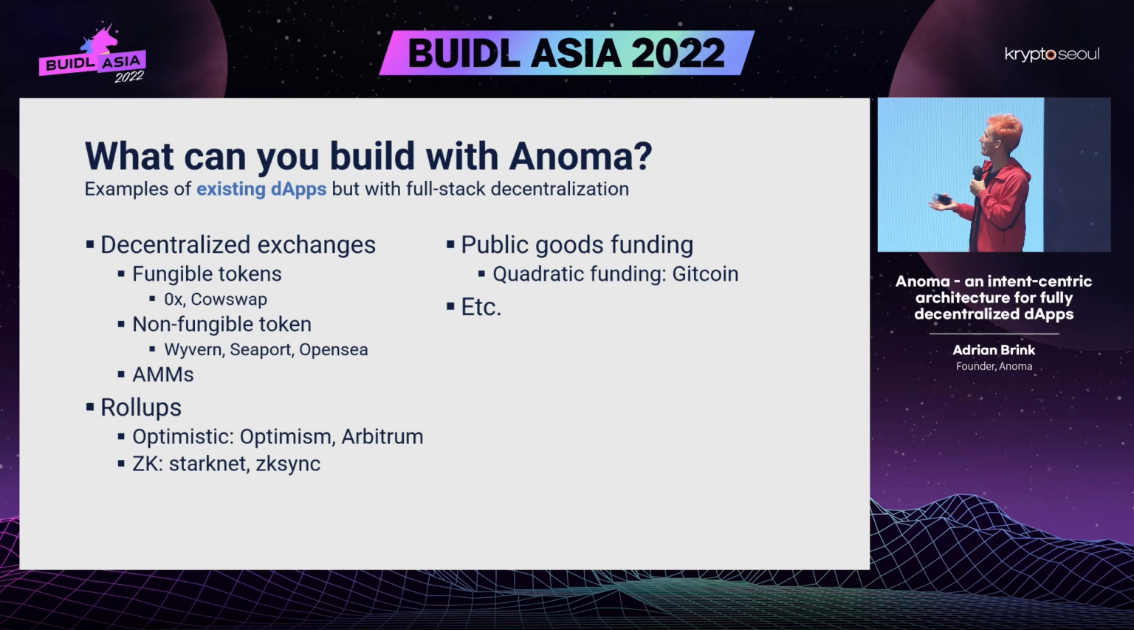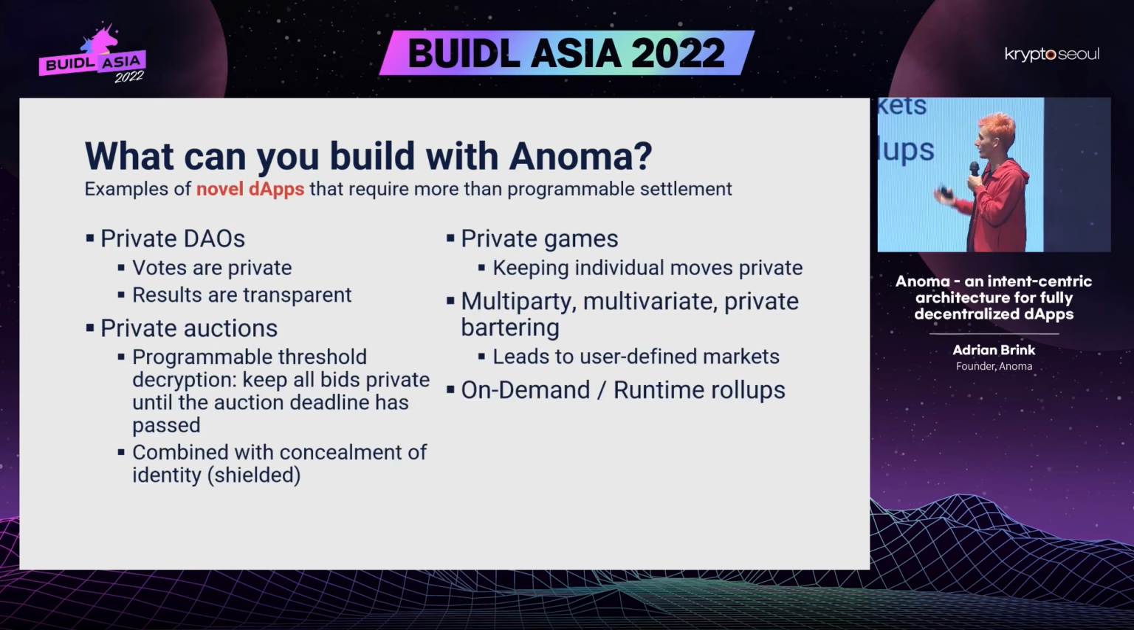So what can you build with Anoma? Well, you can build a bunch of existing dApps, but with full stack decentralization. So fungible token trading like 0x and CowSwap, non-fungible token trading like Wyvern or OpenSea, or AMMs. You can decentralize rollups using Anoma. You can decentralize the multisig that Gitcoin uses for public goods funding. But as I said earlier, when Ethereum was created, we also didn't know the entire scope of applications that could be built in the long term. That only came after we had a generalized architecture that allowed a very novel thing to be done. So here are some ideas we're having on what you can potentially use Anoma for.